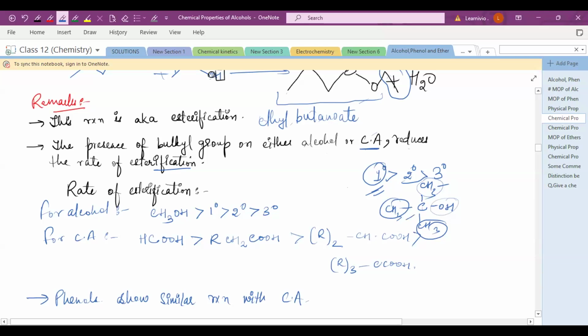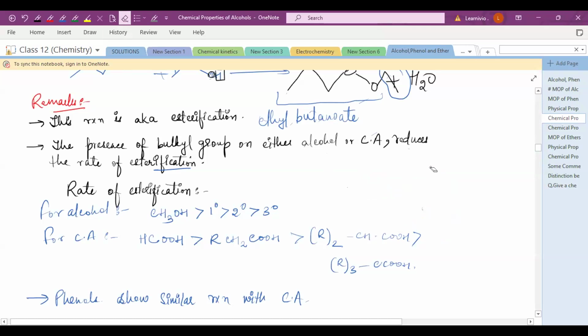So that's why the presence of bulky group on either alcohol or carboxylic acid पे भी हो सकता है और alcohol में भी. So if more the alkyl group is present, more bulky group is present, then the rate of reaction will be slow. It reduces the rate of esterification reaction. Clear?